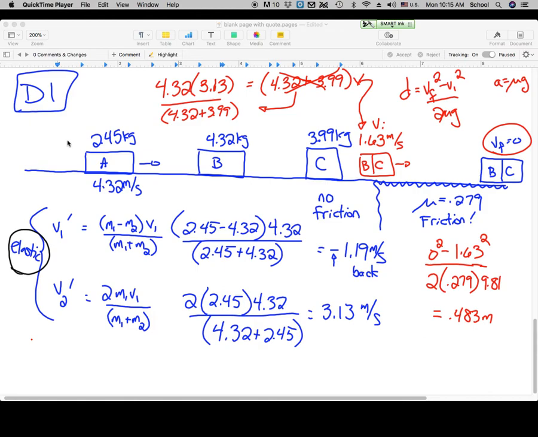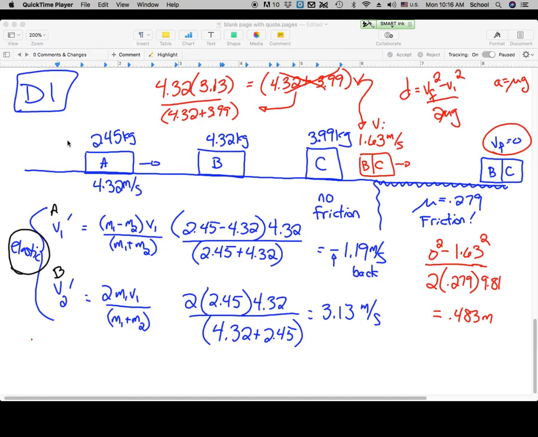So V1 prime is going to be the speed of A afterwards. V2 prime, of course, is going to be the speed of B after the collision. I only used the front half of the elastic equations because B wasn't moving initially, and so the second half drops off in that situation.